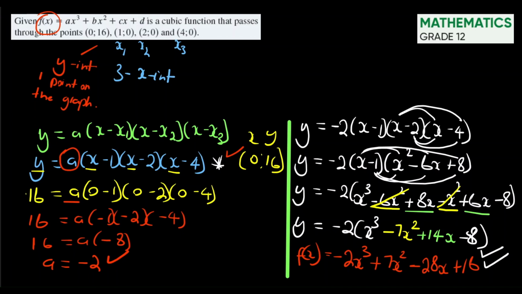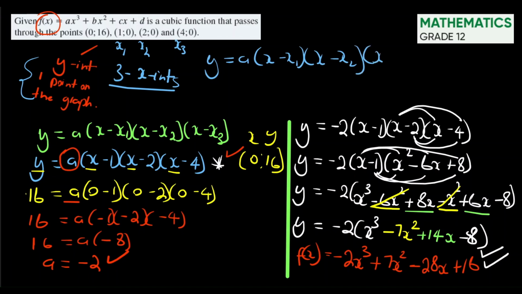And let's move on to the next part, and I'll be showing you a quick way. But before we do that, one more thing, a quick summary of what you need to know. When you're given 3 x-intercepts and 1 point on the graph, you're going to use the formula y equals a(x minus x1)(x minus x2)(x minus x3). And this formula will be very, very important in those conditions.